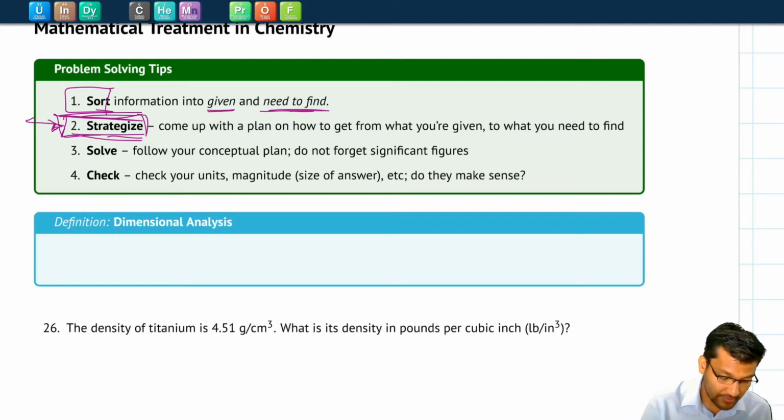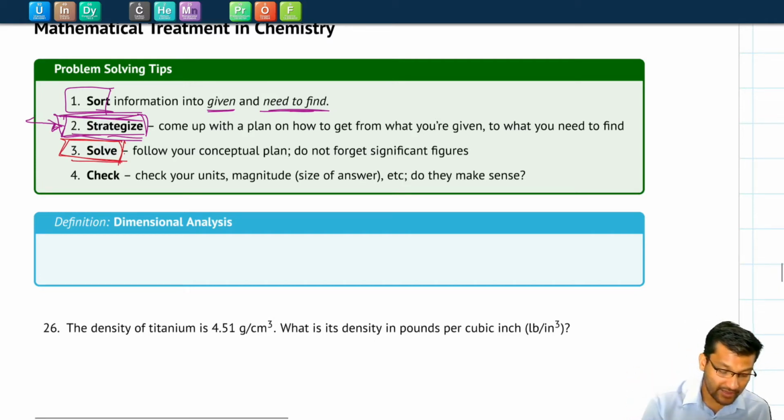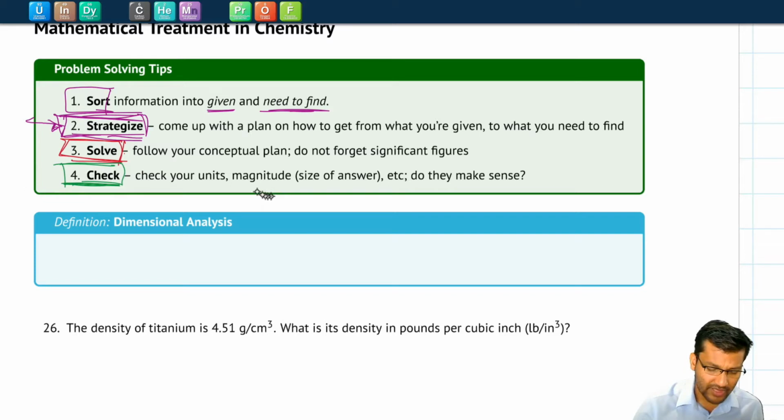The third step is to actually solve the problem based off of your strategy. Setting it up, going over it step by step, punching numbers into your calculator, solving the problem using your strategy. And then finally, a step that most students I think skip is to check your answer. Make sure that the units that you have for your answers match the units of the things you needed to find. If your units are different, then something may have gone wrong.